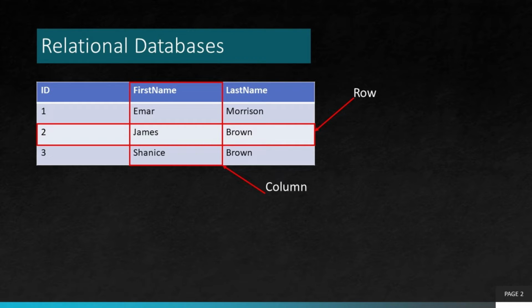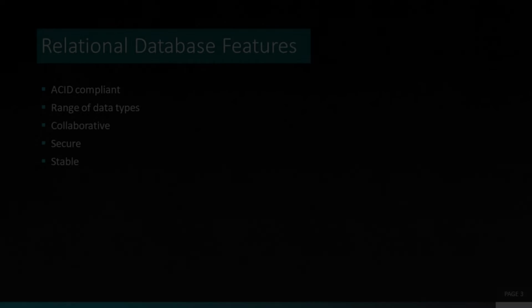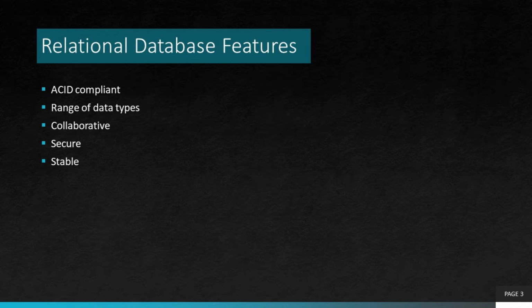Now, the main features of relational databases is that they are ACID compliant. This means that the database retains its integrity while performing transactions. You also have a range of data types. This provides the capability to store data as well as carry out complex queries. Collaborative or concurrency, right? Multiple users can access the database and work on the same project. It is also secure. Access is limited or restricted through user permissions. They are often stable, that they are well understood and well documented.